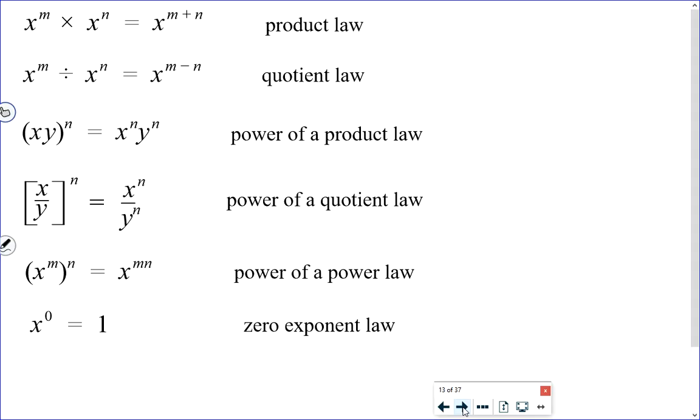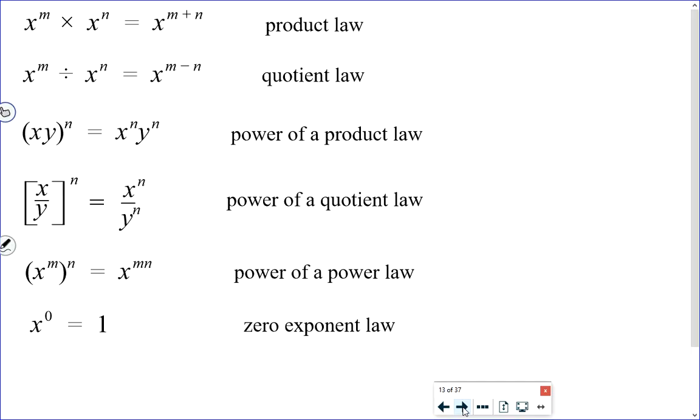Now, I want to make something clear to you. In moving forward, you're going to be applying laws and rules in mathematics in many different areas in the remainder of this course, and in your 20 level course, and in your 30 level course. And you have to be adaptable.